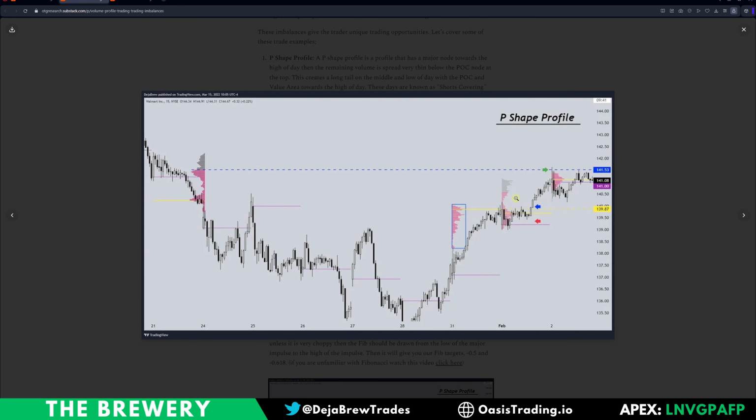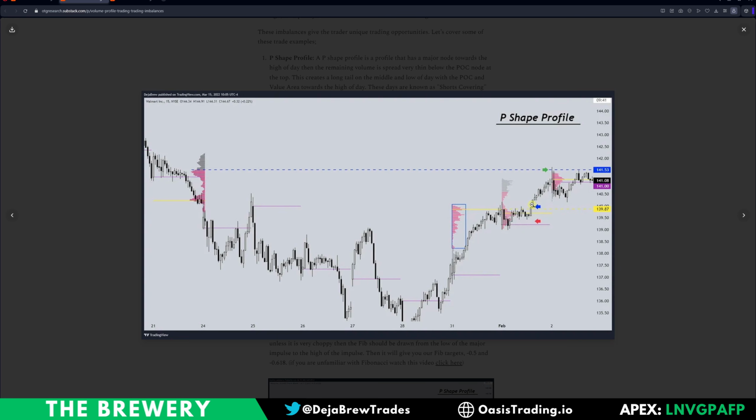So normally on that following day, there are two ways we can trade that P-shape. We want to see either a retest of that value area low, which does not happen in this example, or we want to see value starting to build above that P-shape's POC node. So in this case, we have the POC node towards the high, and we start to build this very strong bullish momentum above that POC node.